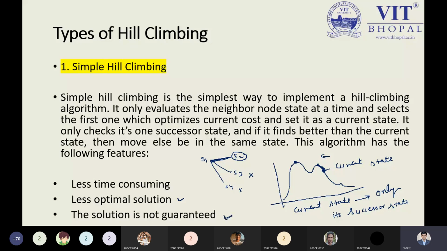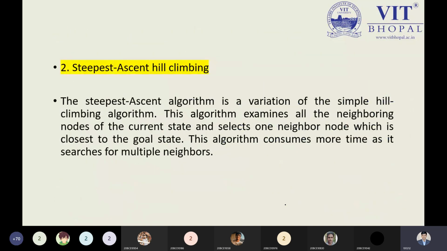So that is the point. The solution is not guaranteed. From the current state, I'm choosing only one successor state. I'm not choosing the other states. That can be addressed by steepest ascent hill climbing. What am I doing? We have a current state. Suppose S1 is the current state, with moves S1 to S2, S1 to S3, S1 to S4.